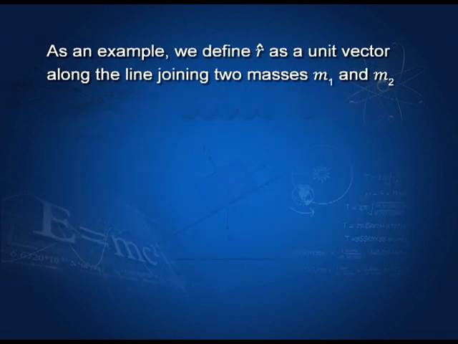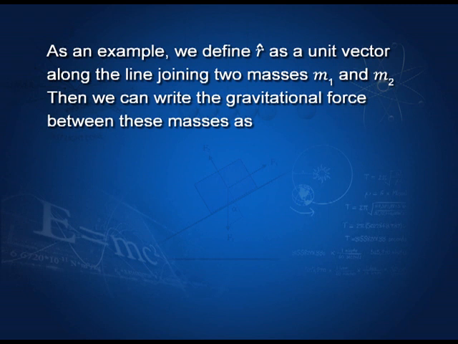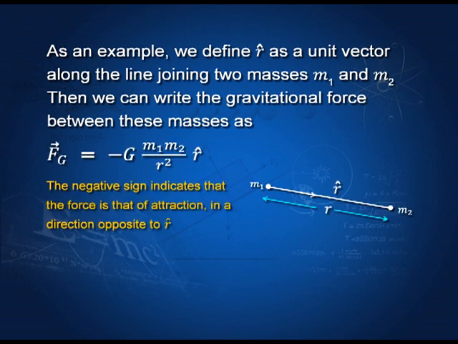As an example, we define a unit vector r cap as a unit vector along the line joining two masses m1 and m2. Then we can write the gravitational force between these two masses as the force F g equal to minus G times m1 into m2 by r squared into r cap.